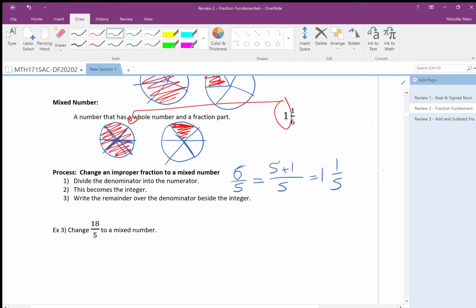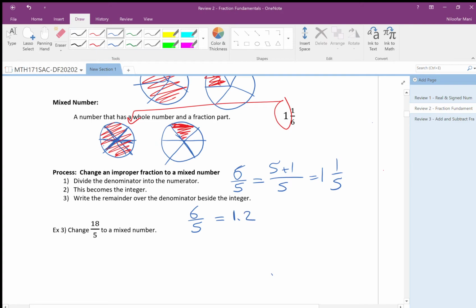But let's say you have a large number and it is hard to count. Here it's easy. I can say I have 6, I have 5 in them. Now, if it's hard, what should I do? In this case, I recommend this. Use your calculator and do 6 divided by 5. Your calculator shows you 1.2.